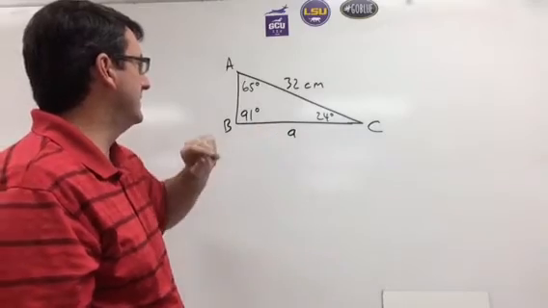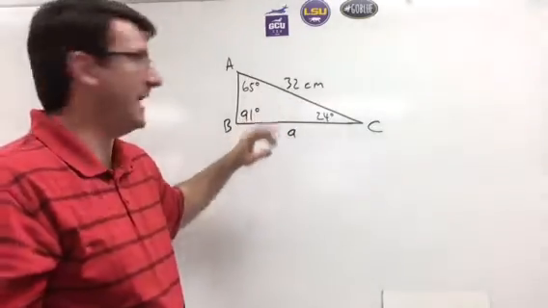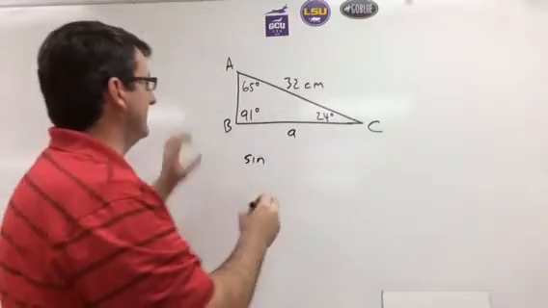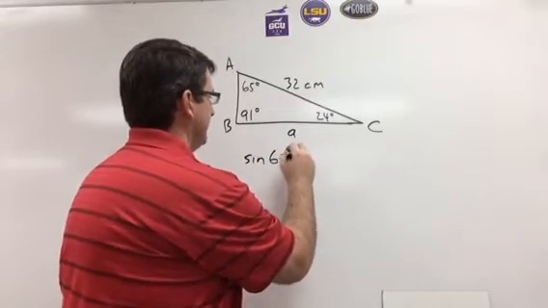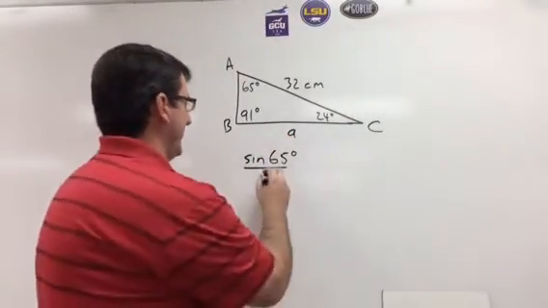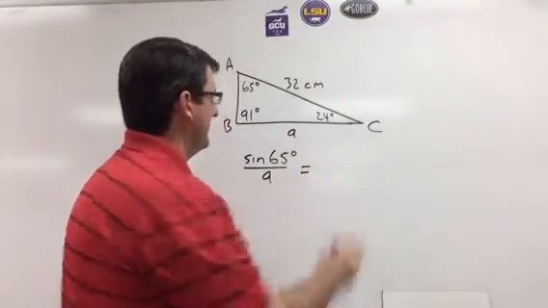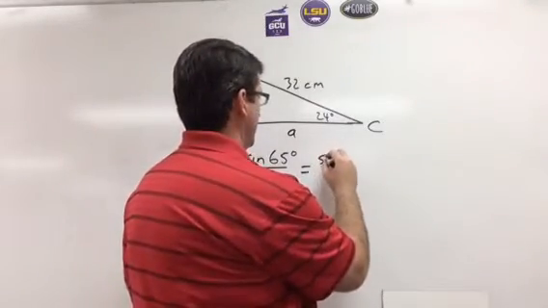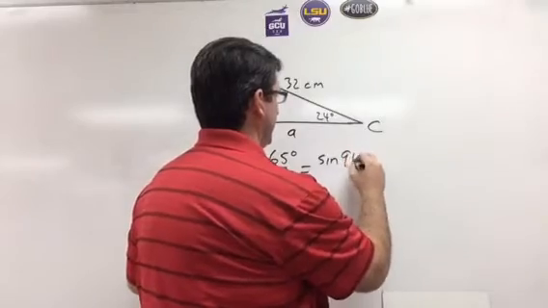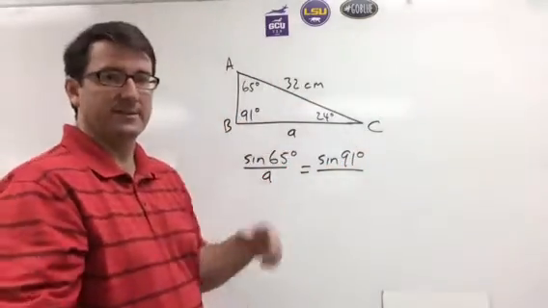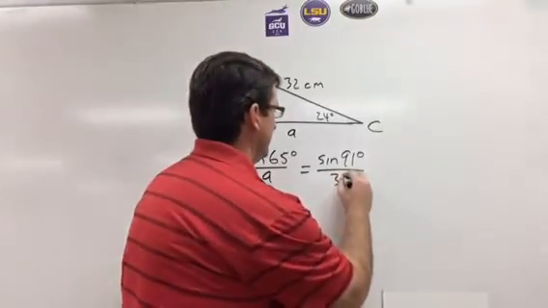And now the law of sines says that the sine of angle A, 65 degrees, divided by the length of side A, which we don't know yet, is equal to the sine of angle B, so the sine of 91 degrees, divided by the length of side B, which is 32 centimeters.